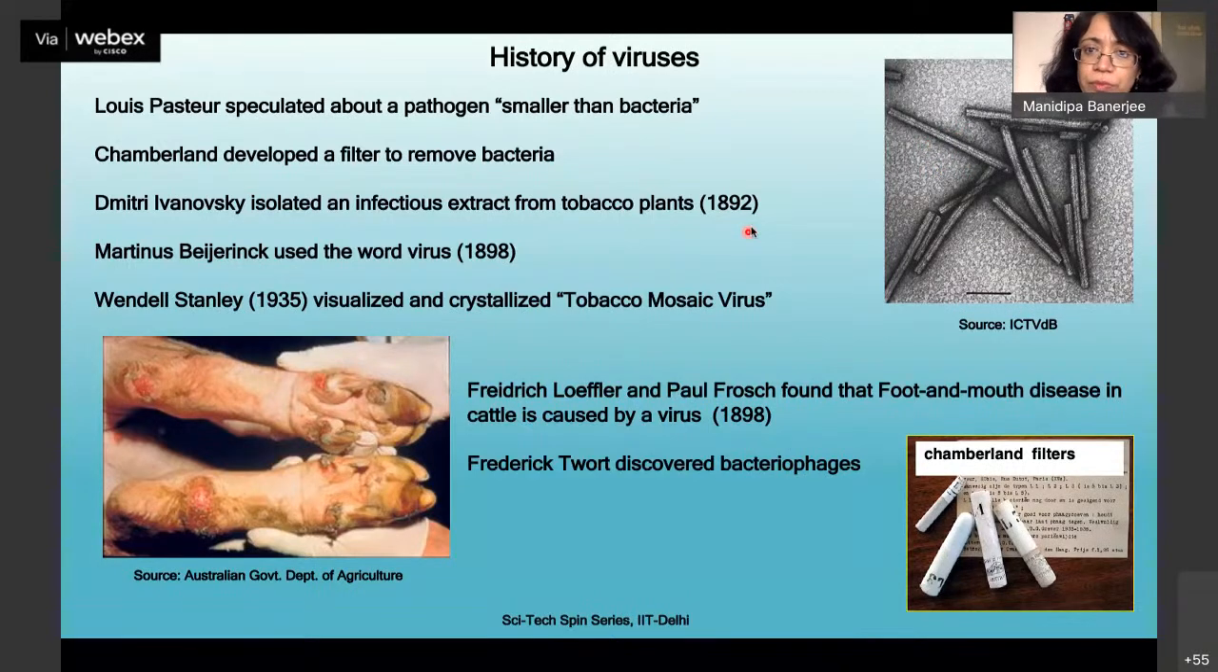And this was a long time ago, 1892, although the first visualization was in 1935. And a Dutch scientist, Beijerinck, was the first scientist to reutilize, so to speak, and establish the word virus. That was in 1898. So then we knew that there are these viruses which cause diseases in plants. In 1898 also, two scientists found that foot and mouth disease, which happens in cattle and causes very painful sores or lesions that you see on the left-hand side of your screen, is caused by a virus, and that particular virus was called foot and mouth disease virus.